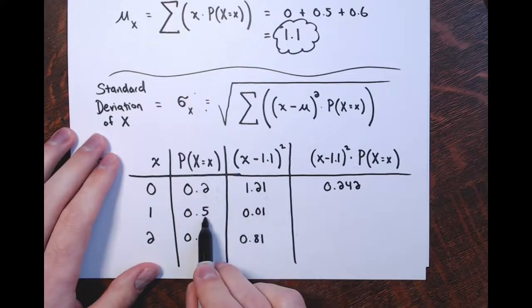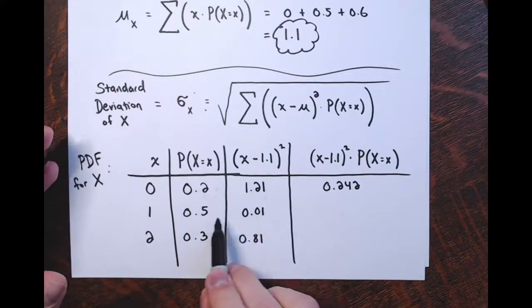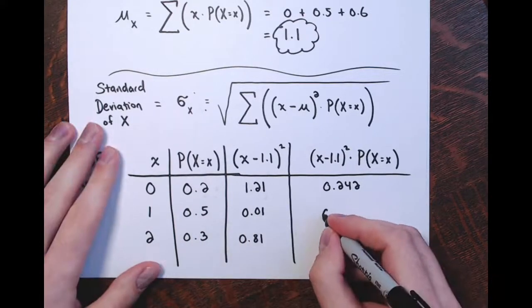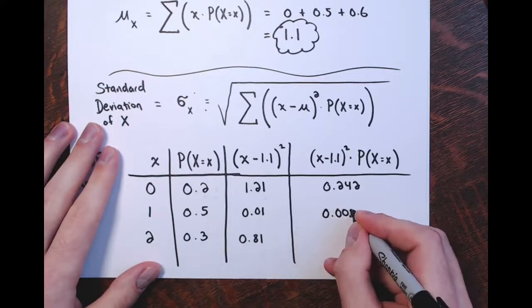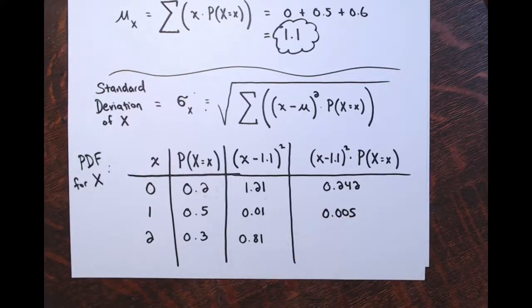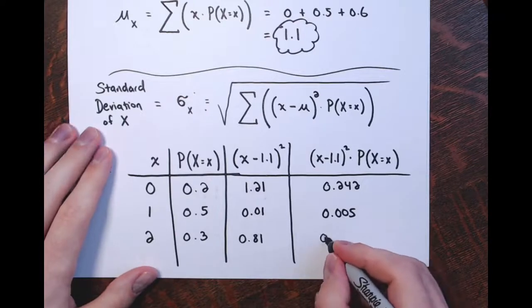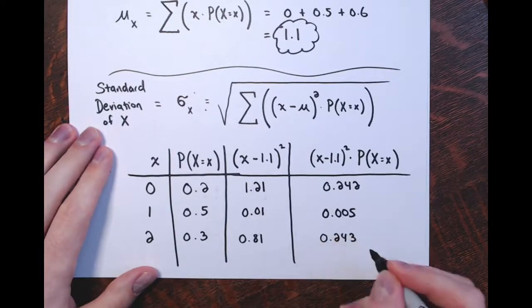Same here. Now 1 times 5 is just 5, and it's tenths, hundredths, 5 thousandths, right? 0.005. When I multiply those. Then 3 times 81 is 243, and again it's tenths, hundredths, so it'd be thousandths when I multiply them. 0.243. Right.